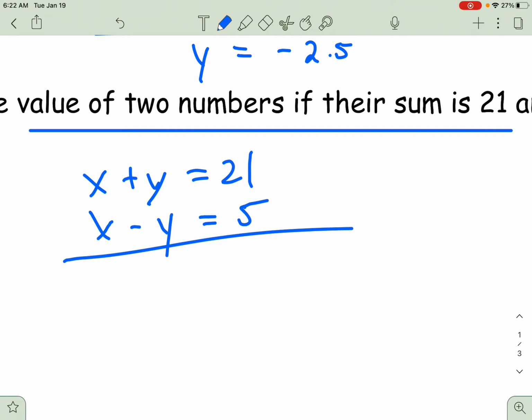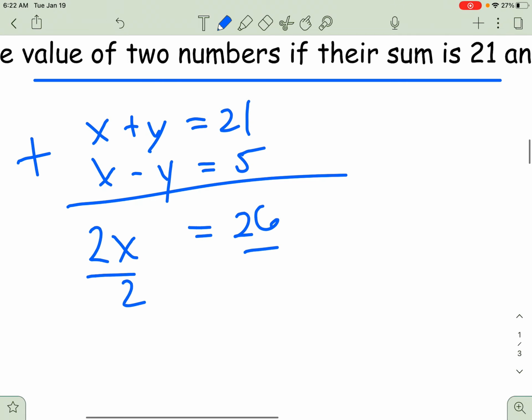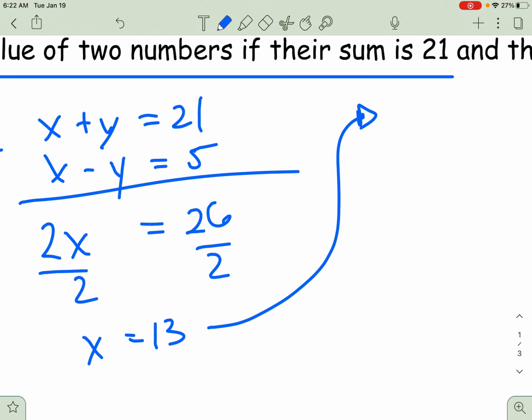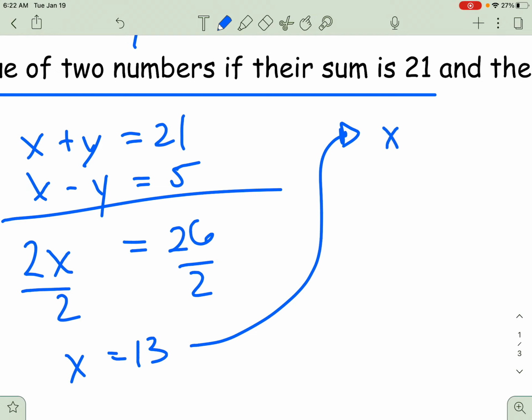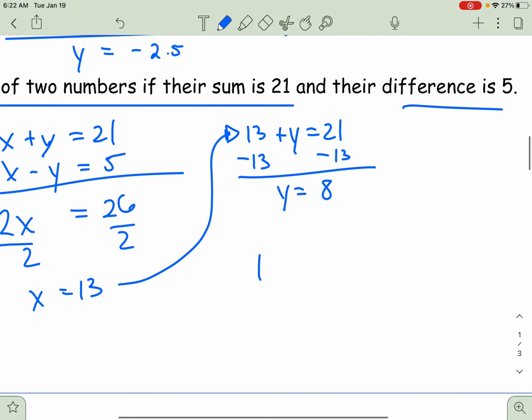Okay, again, I have two opposites, so that makes it nice and easy. I'm just going to add them. That gives me 2x equals 26. Divide by 2. X equals 13. Perfect. Now I get to plug that back in. So x plus y equals 21, but instead of x, I'm going to replace that with a 13. Subtract 13 from both sides in this case because it's positive. Y is 8. So our solution, 13, 8, is what you should have had.